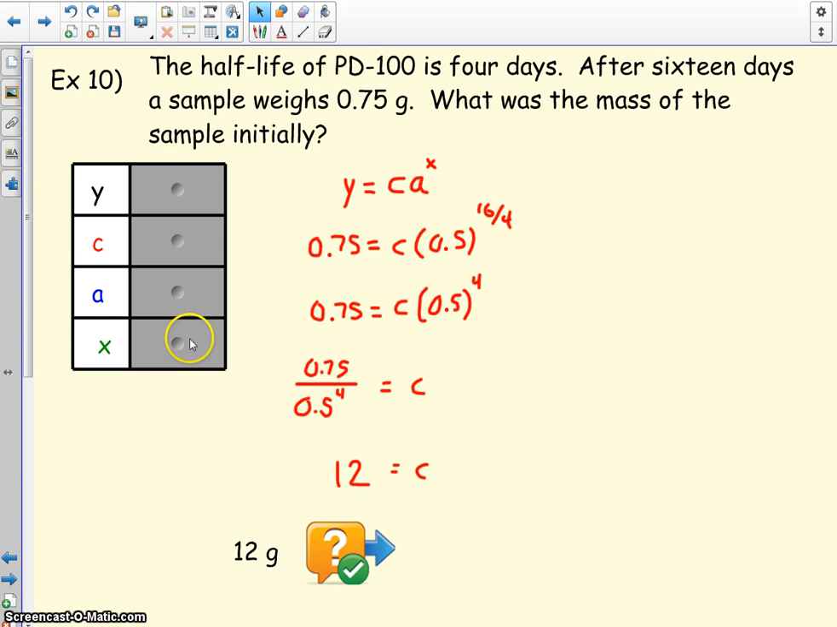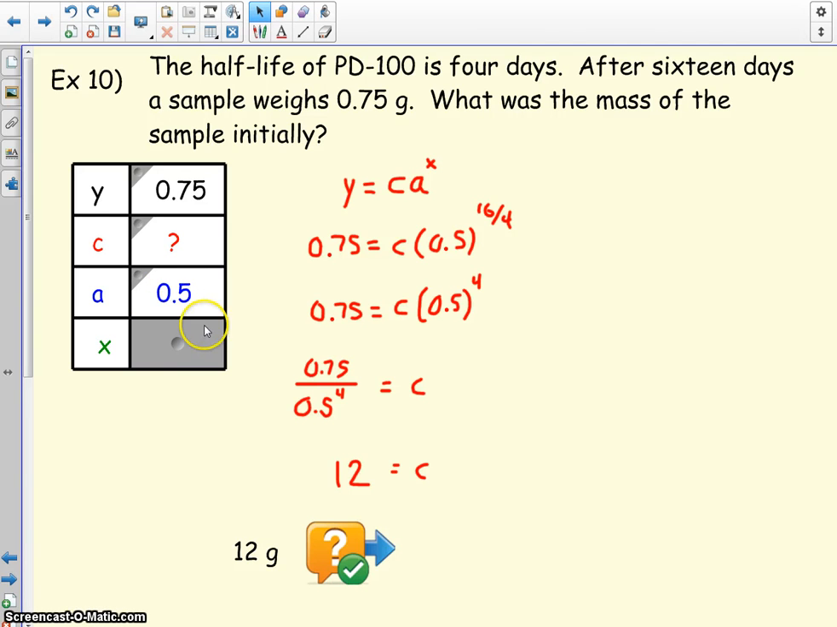Okay, so I'm starting with y equals c times a to the x. I'm told that after 16 days the sample weighs 0.75 grams. That's our final amount, that's y. We don't know what we're starting with, that's what we're looking for, that's our c. We're dealing with half-life, so our base is going to be 0.5.